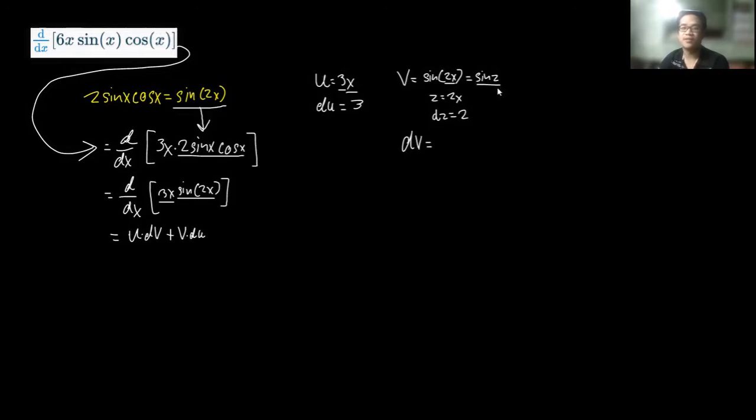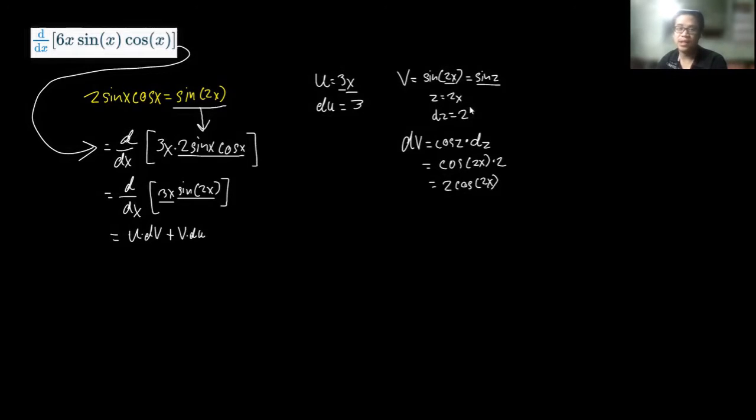Now let's get the derivative of sine z. The derivative of sine is cosine of z, and don't forget your dz. So you'll have cosine of 2x times 2. Therefore, you have 2 times cosine of 2x. There you go. So that's the first method, basically algebraic substitution, because you have z.